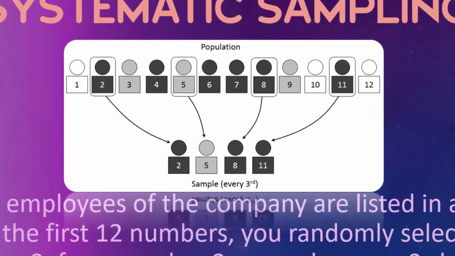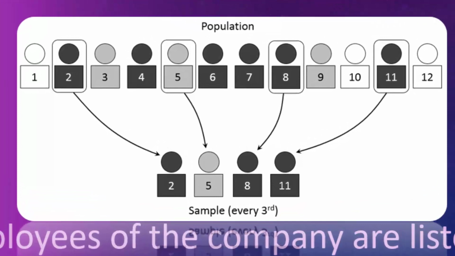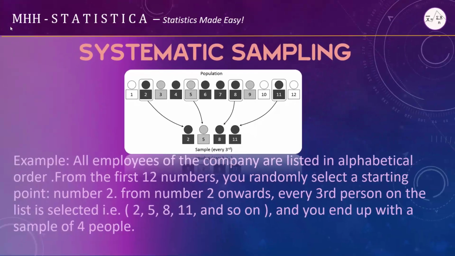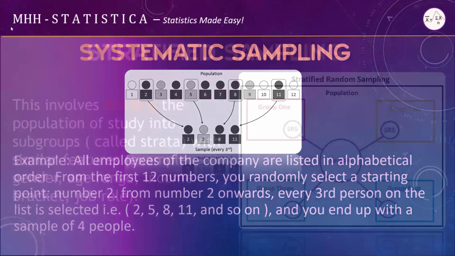Again, an example of systematic sampling: assuming all employees of the company are listed in alphabetical order. From the first 12 numbers as shown, you randomly select a starting point, number 2. From number 2 onwards, every third person on the list is selected, that is having a sample of 2, 5, 8, 11, and so on, and you end up with a sample of 4 people in this example.